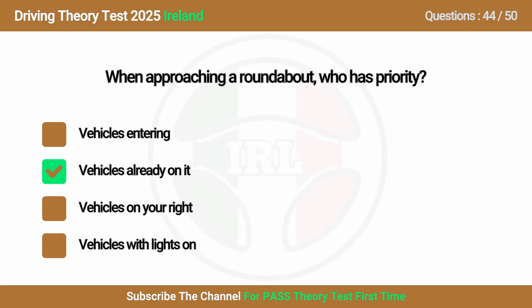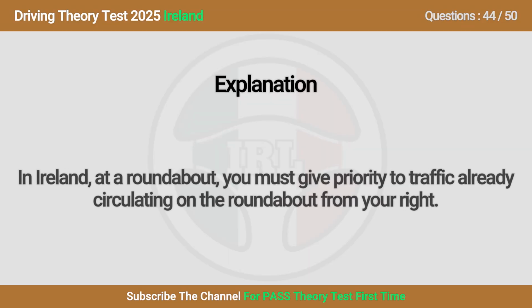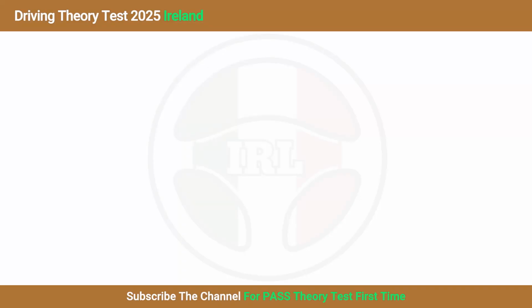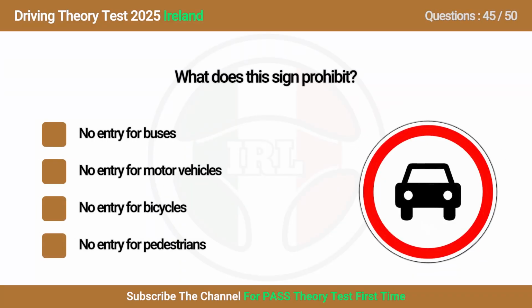Answer is B. Vehicles already on it. In Ireland, at a roundabout, you must give priority to traffic already circulating on the roundabout from your right. Question 45. What does this sign prohibit?